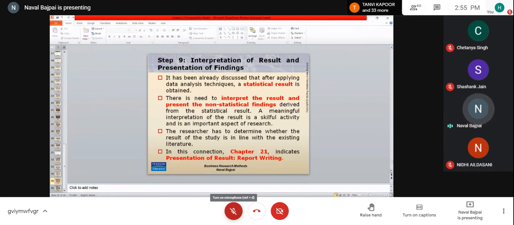Here statistical findings are to be converted into general non-statistical findings. The world is interested in non-statistical findings. The world is not interested in our statistical knowledge. What knowledge we have got in statistics, the world is not bothered. The world would like to know what should be done. We are supposed to present in terms of what should be done.